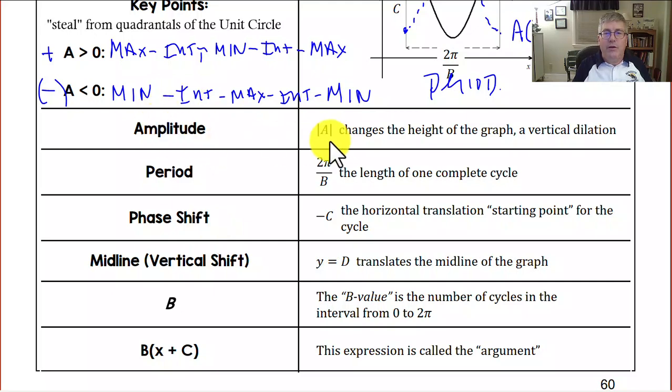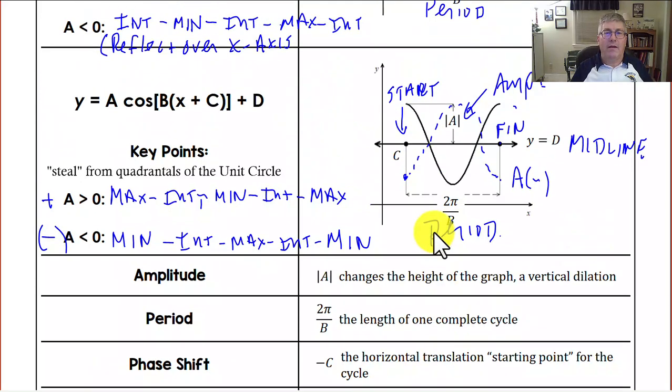So a little review here. Our amplitude, the absolute value of a, changes the height of the graph, right? Our 1s will become 2s or 3s or 4s or 1/2. Our period is 2 pi divided by b for sine and cosine. It's the length of one complete cycle. It's one loop around the unit circle. Our phase shift, the opposite of c, is a horizontal translation or our starting point.